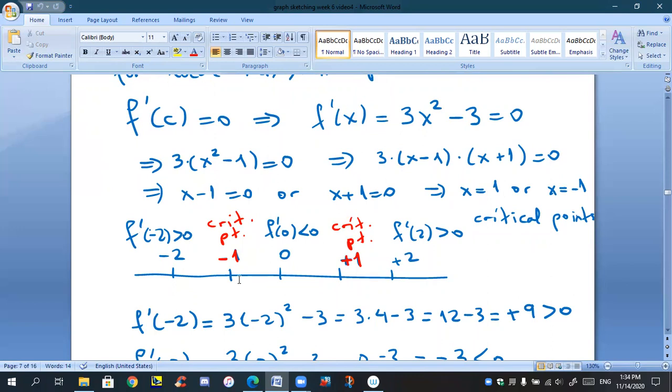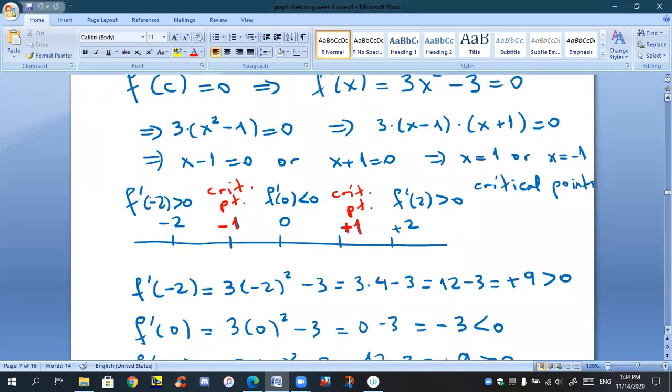So for the critical point minus 1, let's take minus 2 and then take 0, and look at how the sign of f prime changes. If you put them into the first derivative, f prime of minus 2 is plus 9, so positive. F prime of 0 is minus 3, negative. So positive changes to negative.